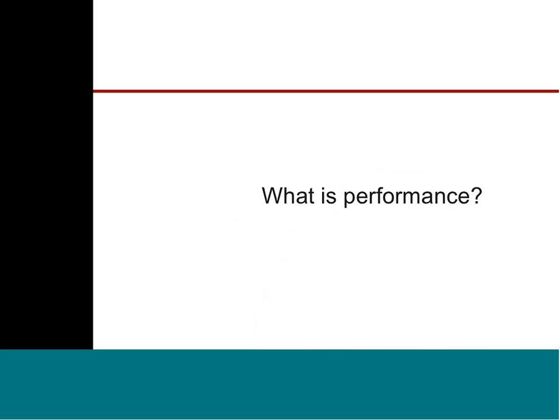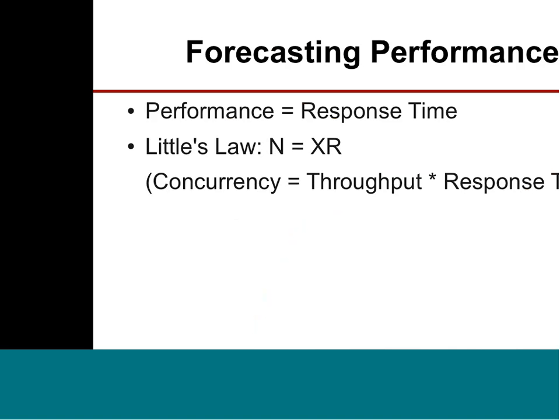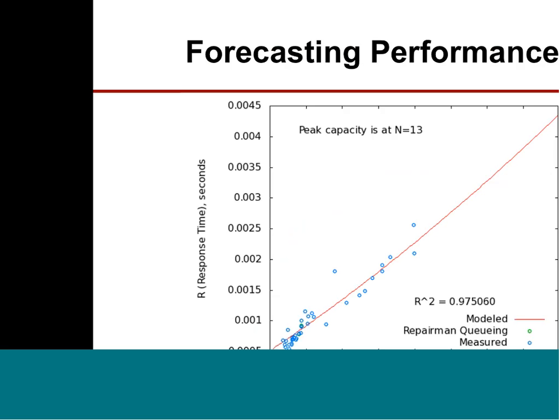Let me first say that we can also extend this technique to performance. I'm in the Oracle camp where performance is equivalent to response time. And there's a very good relationship between throughput, concurrency, and response time called Little's Law, which I mentioned earlier. We can simply do a quick equation transform, and plotting the same data, we can model the response time of the system as well. And I've verified that this model actually matches reality.